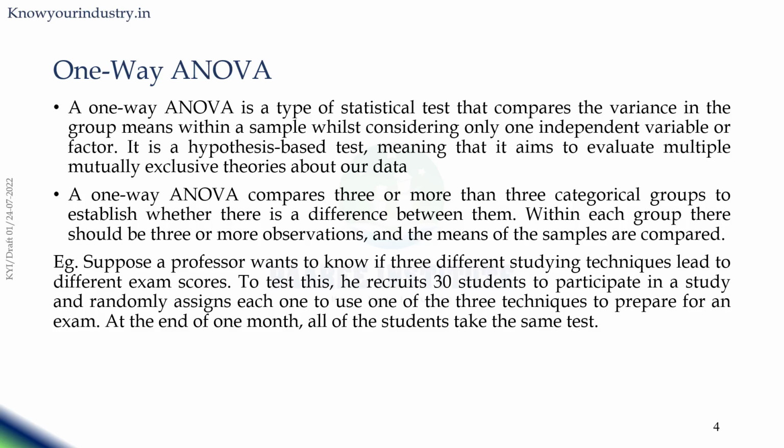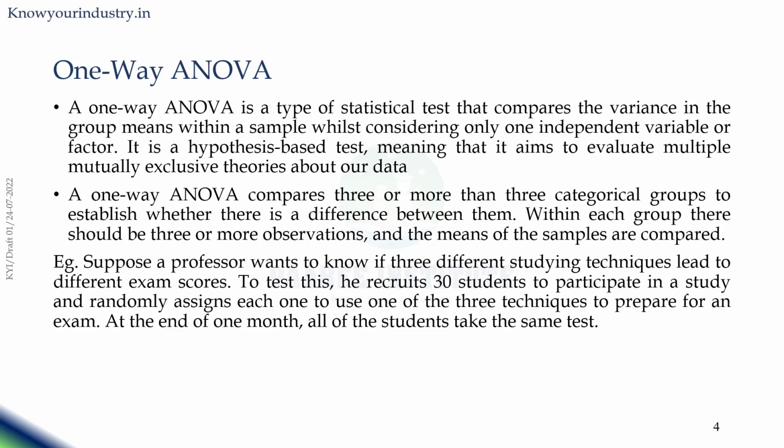A one-way ANOVA is a type of statistical test that compares the variance in the group means within a sample while considering only one independent variable or factor. It is a hypothesis-based test, meaning that it aims to evaluate multiple mutually exclusive theories about the data. A one-way ANOVA compares three or more categorical groups to establish whether there is a difference between them. Within each group, there should be three or more observations, and the means of the samples are compared.